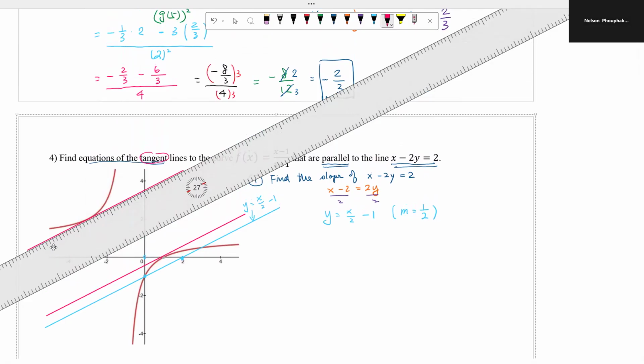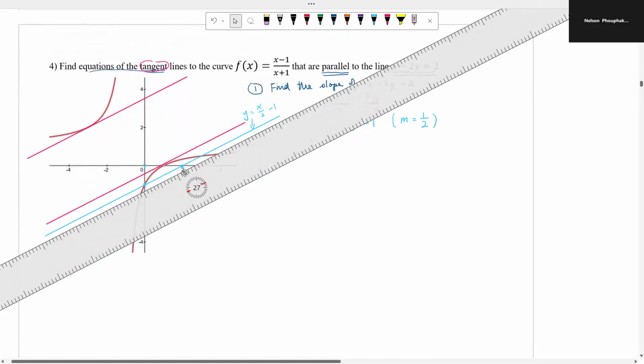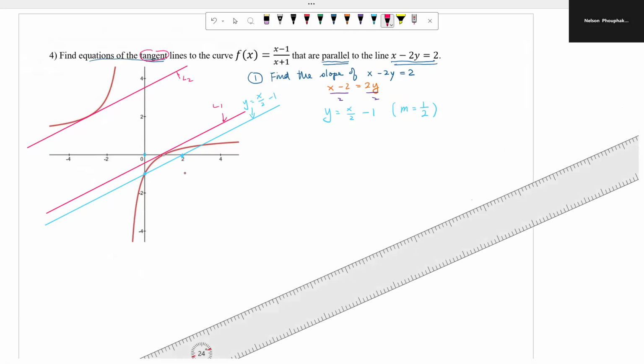Another one probably is this line right here. So this is exactly these two lines right here. This line 1 and this line 2 right here will be what we are looking for then, those two tangent lines, right?